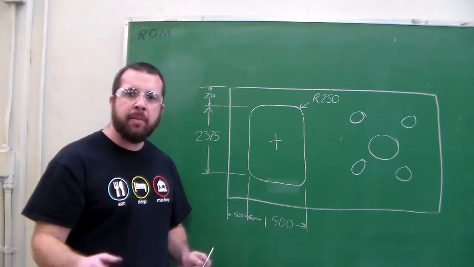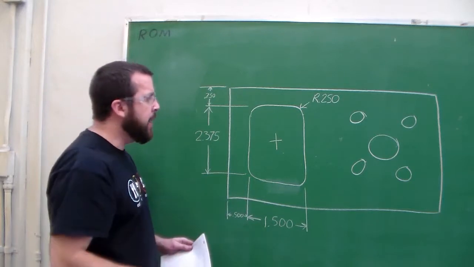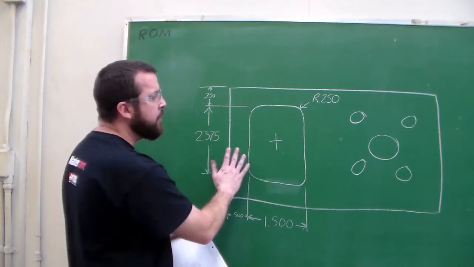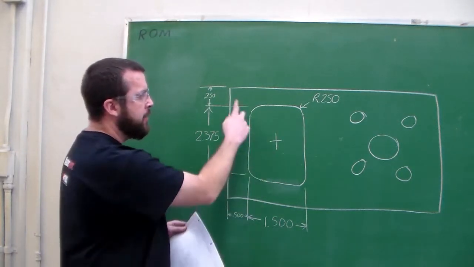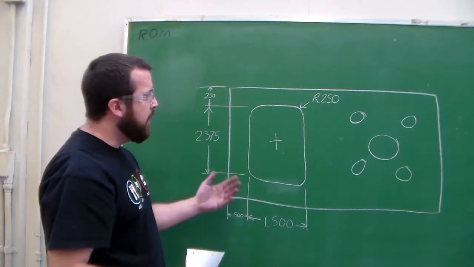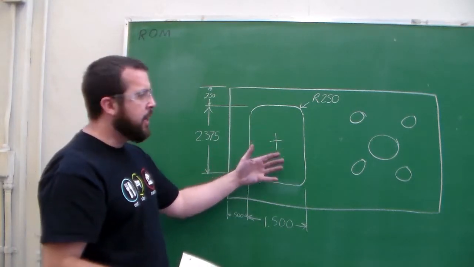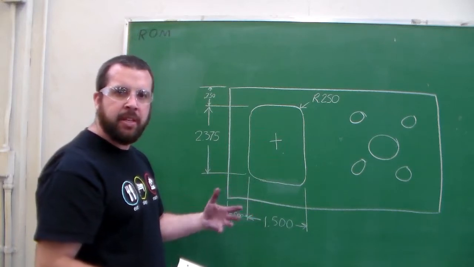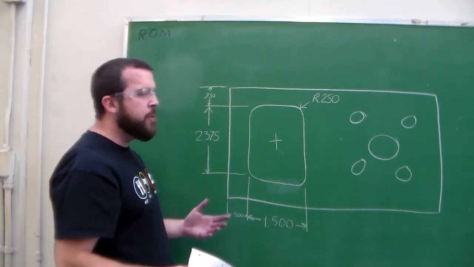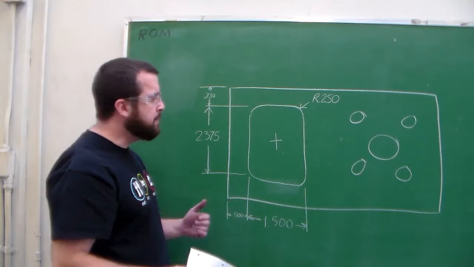Okay, so now let's talk about this pocket that we're about to make in our part here. So we blanked our part and we've done all of our layout lines, so we have an idea of the borders and the location of where the feature is going to take place. But we have a few different ways that we can attack this.